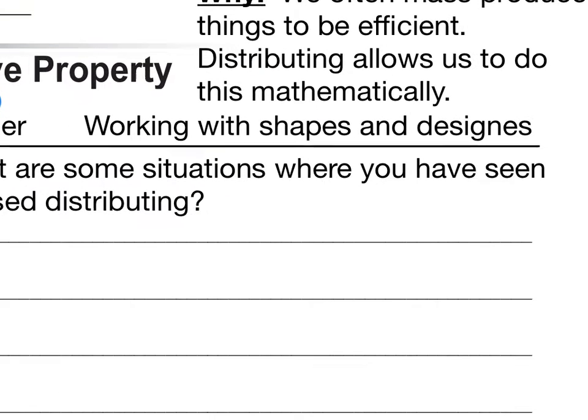Working with shapes and other designs as well. When you're designing things, sometimes you double or triple the size. You can also distribute with fractions and make things half as large or 1/3 as large. Maybe you've done this with an image on a computer where you need to shrink the size. You distribute a new size to it, and it affects the whole picture at a time and allows it to shrink proportionally.